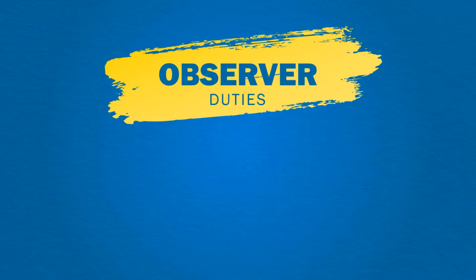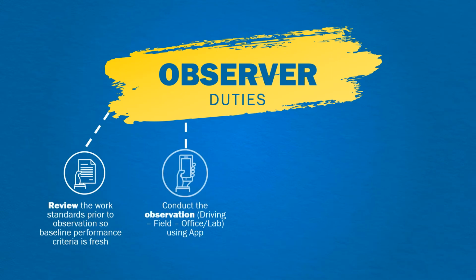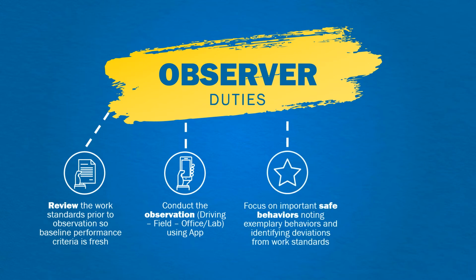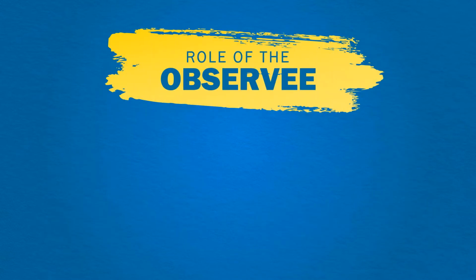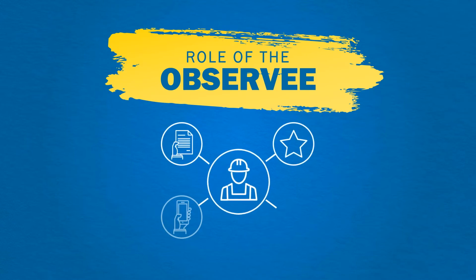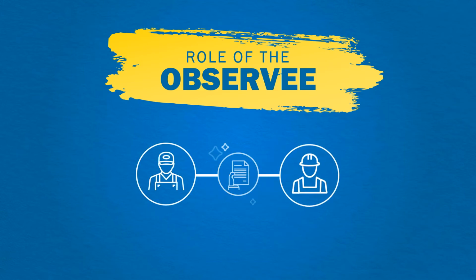It's important observers have a good understanding of the SMART behaviors and task behavioral expectations before they undertake an observation. So do some prep work. You should focus on important safe behaviors, note exemplary behaviors, and identify deviations from work standards. Observers record behaviors, acting as a camera, not a judge. Observees should perform tasks in a normal manner. However, they should take time to review the referenced baseline work standards. Observers and observees may even review standards together beforehand.